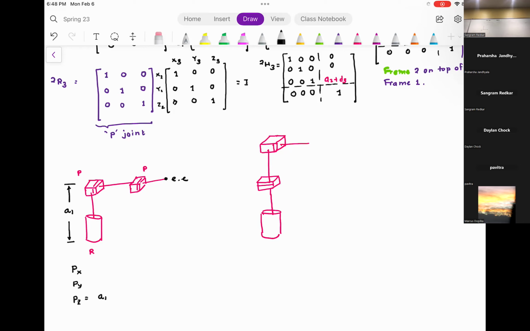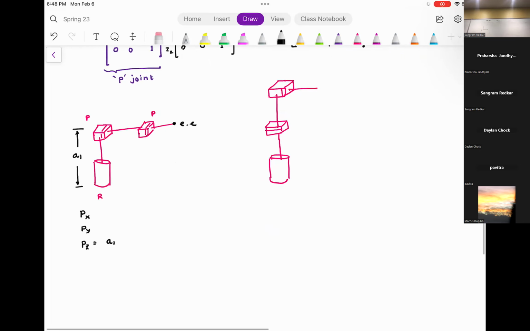Everyone understood? Now what I want you to do is look from the top. If you look from the top, this is the center, and this is the displacement of the first prismatic joint. This is the displacement of the second prismatic joint. So this is going to be D2 and this is going to be D3.